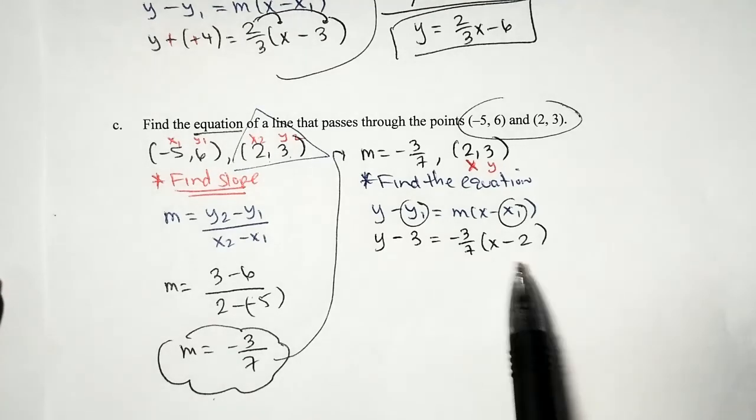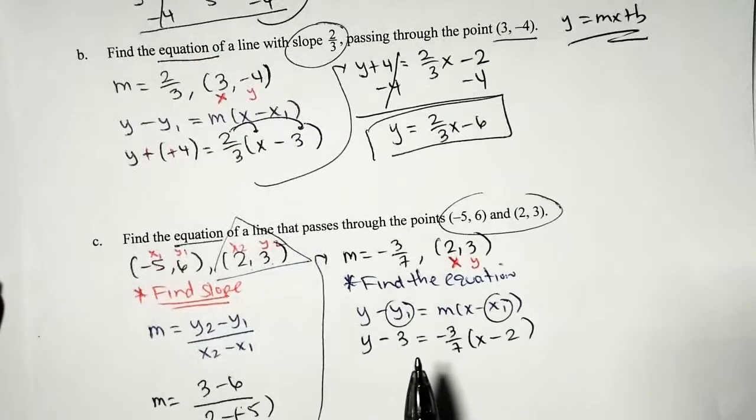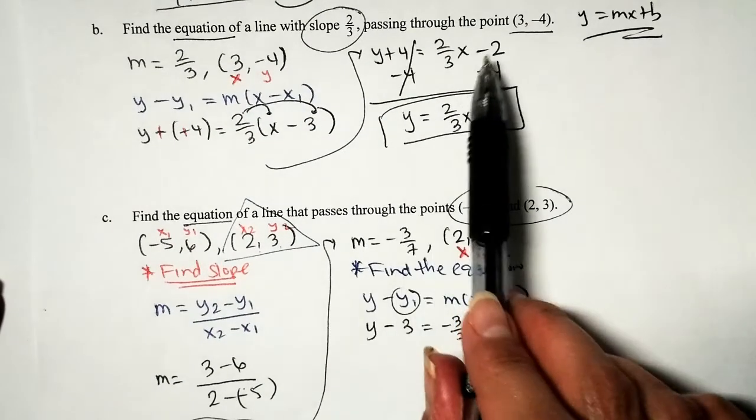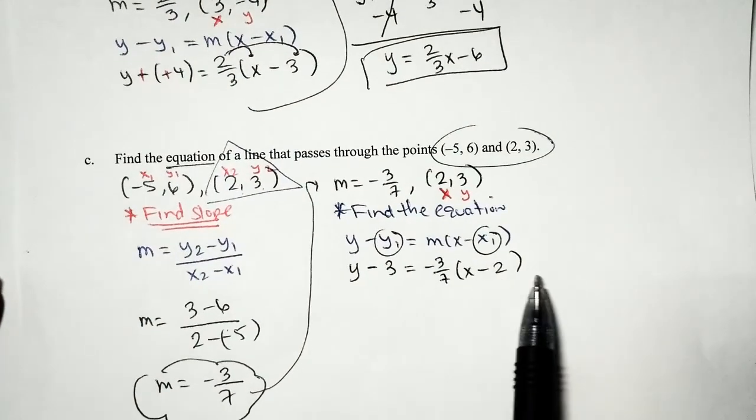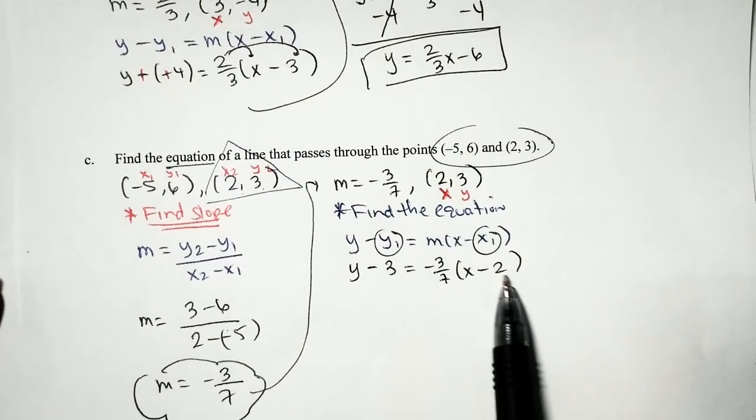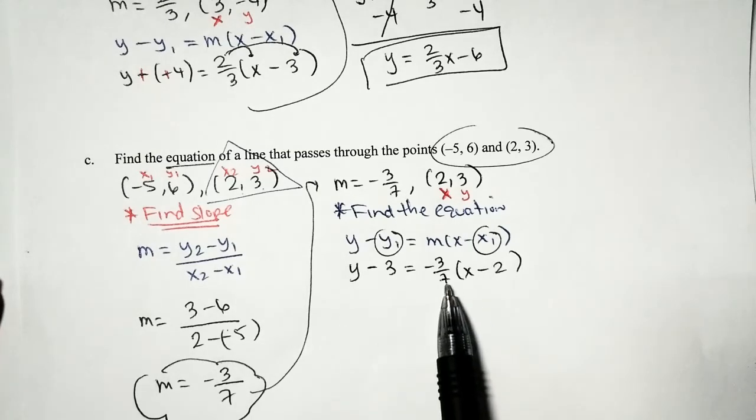Now when we distribute negative 3/7 times negative 2, it's not going to give us an integer. Right here we had an integer. You can keep distributing, or if you want to avoid fraction computations, just get rid of the fraction by multiplying both sides by 7. I'll just leave it like that.